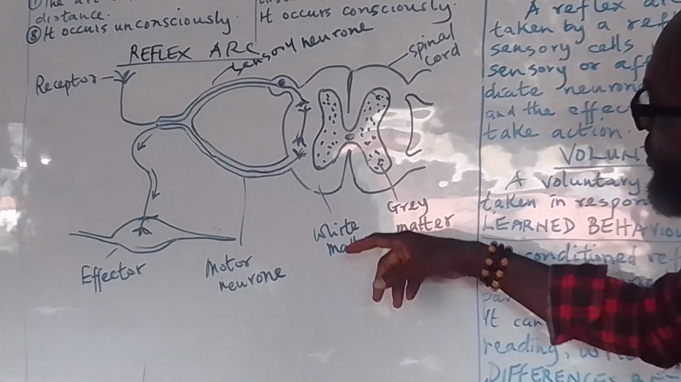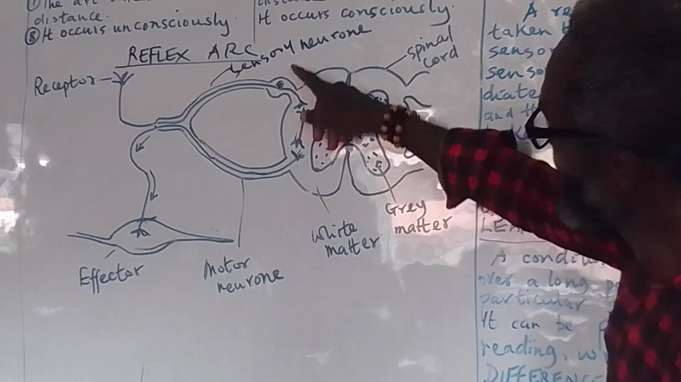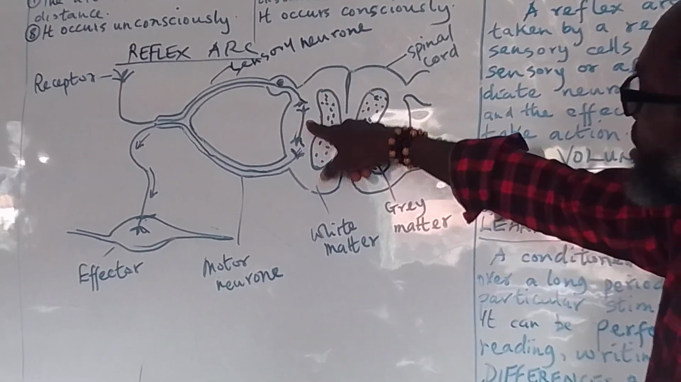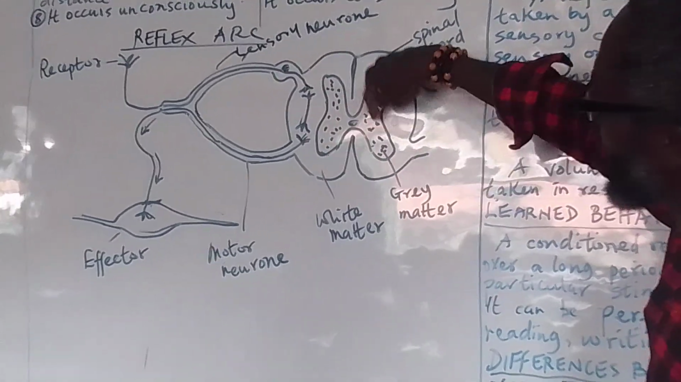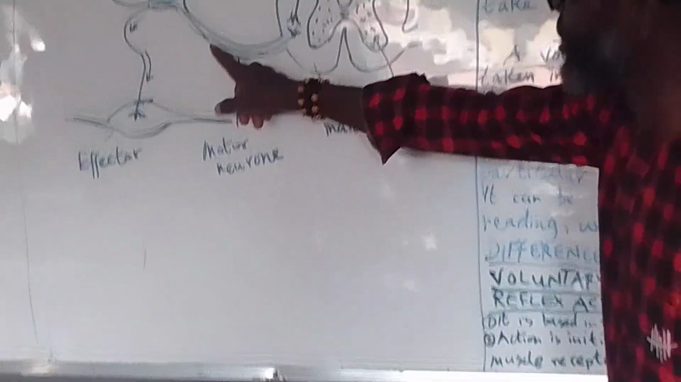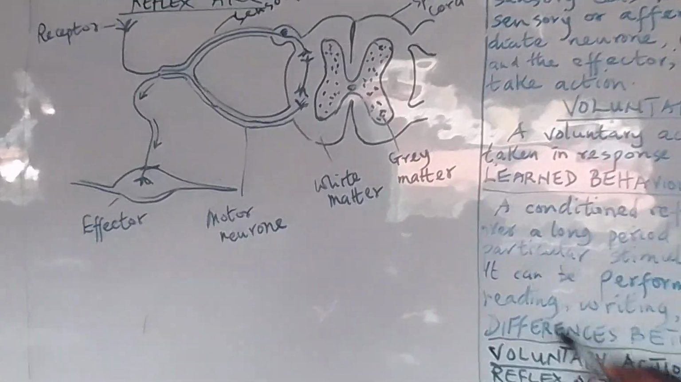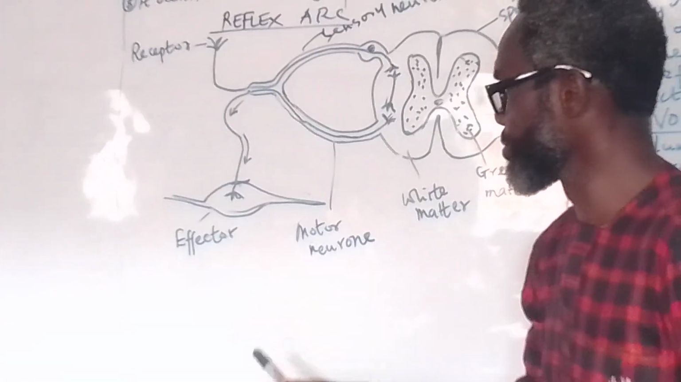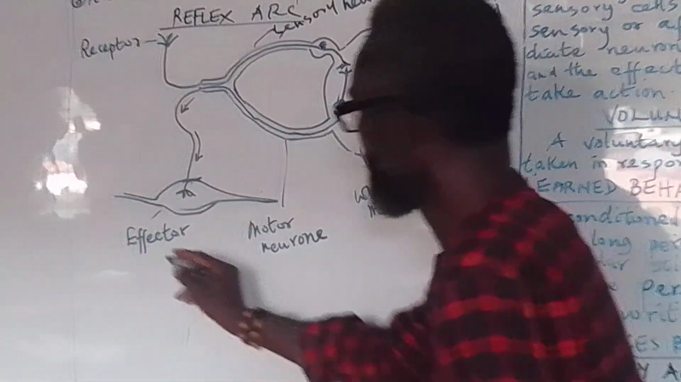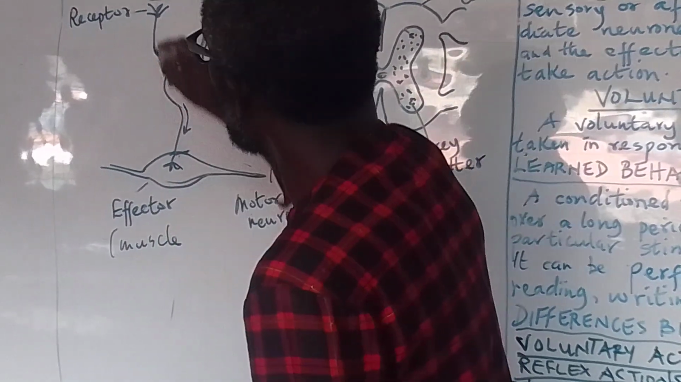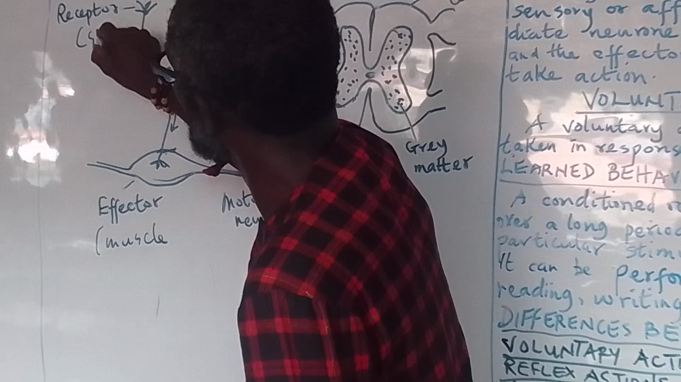Then it will now move in. This is the intermediate neuron. Then that is in the spinal cord, you have the intermediate neuron. Then to go back to the motor neuron. That takes it finally to the effector. Effector is the muscle, while this one can be skin.